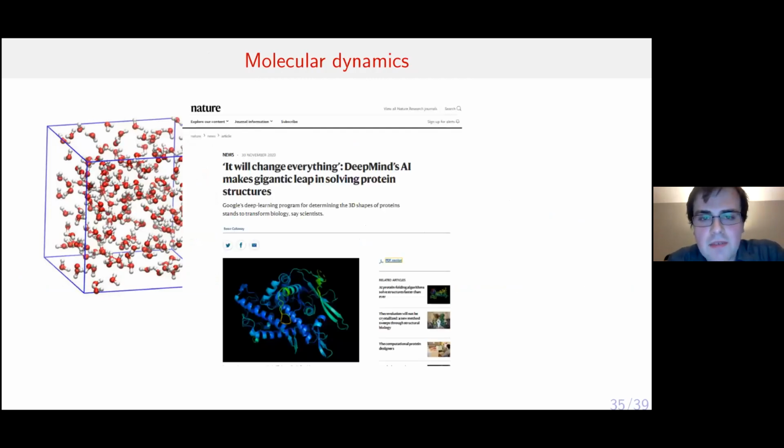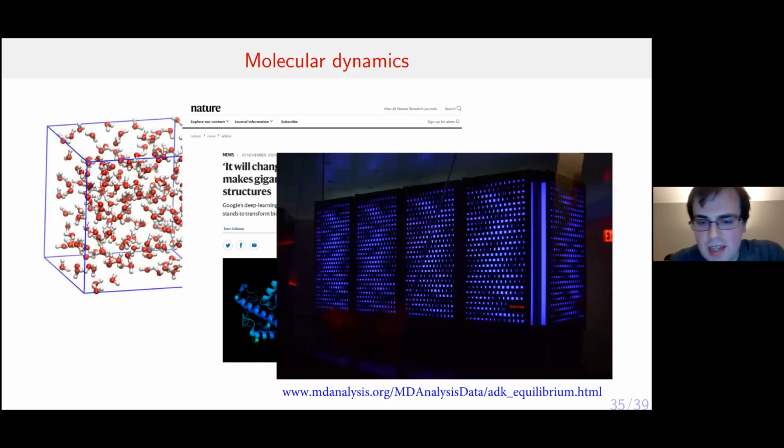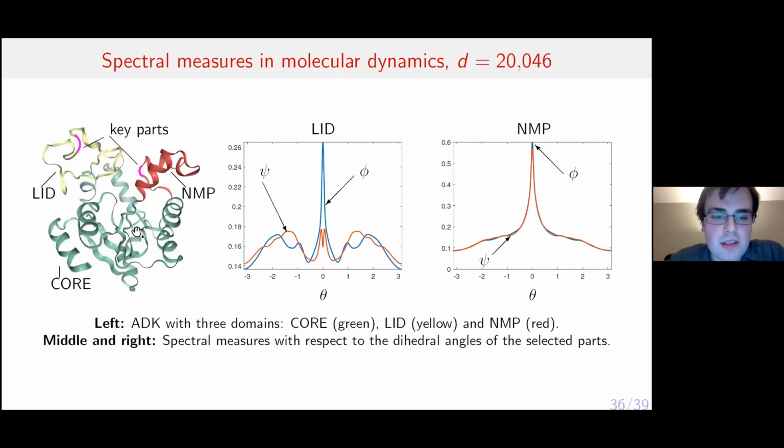Molecules and proteins and things like that have recently been in the news with DeepMind's AlphaFold. So it's a very hot topic. I'm going to use a data set, which is publicly available here, produced on the supercomputer Anton. I'm going to look at a certain protein known as ADK. Don't ask me what that stands for, because I won't be able to pronounce it. But it's important for phosphate reactions in the cell, for example. And this protein has 3 key parts: this core domain, this LID domain, and this NMP domain.